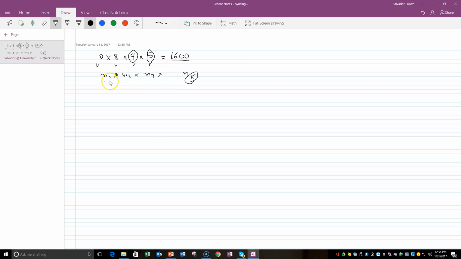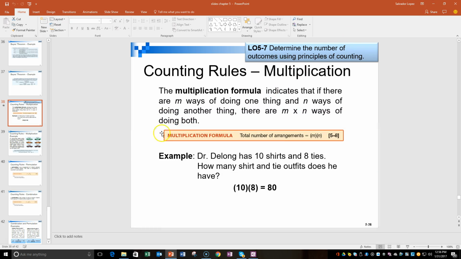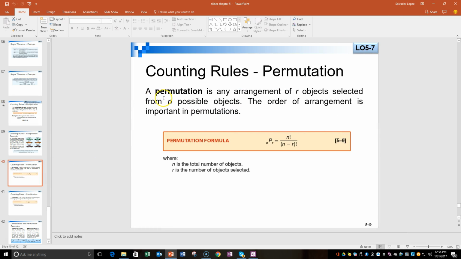And in general, the multiplication rule can be expressed as n1 times n2 times n3, etc., until you reach n sub k, where k is the number of different stages or the different items. That is the general multiplication formula, if you want to call it that.